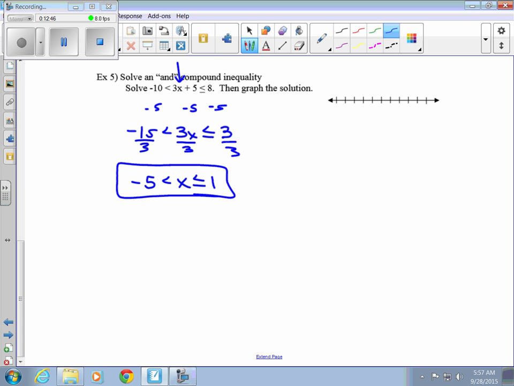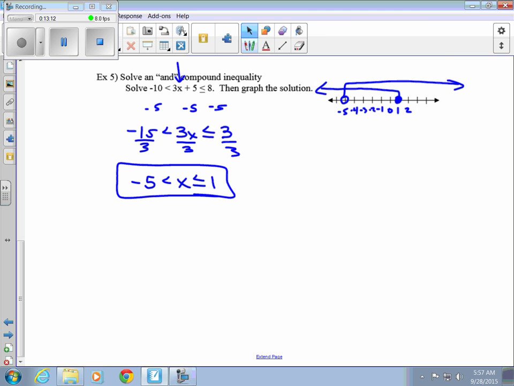So we're going to put our numbers up here. We're going to need those. All right. So x is greater than negative 5. x is less than or equal to 1. Which means our solution is everything in that black part that's shaded.